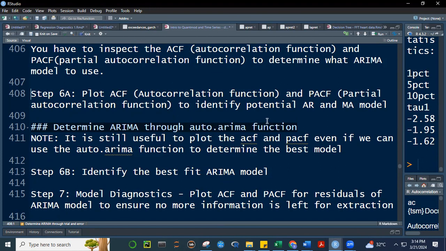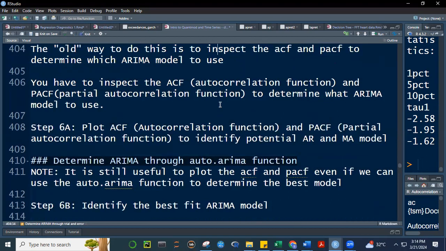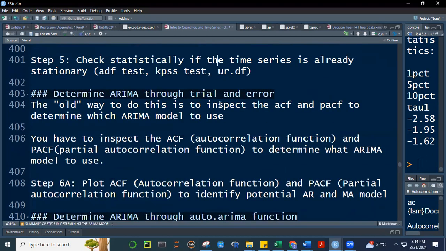Now, how do we do this, class? Before, class, we had to determine ARIMA through trial and error, making use of the ACF and the PACF function. ACF and the PACF plot. What's ACF? ACF is the autocorrelation plot, and PACF is the partial autocorrelation function.